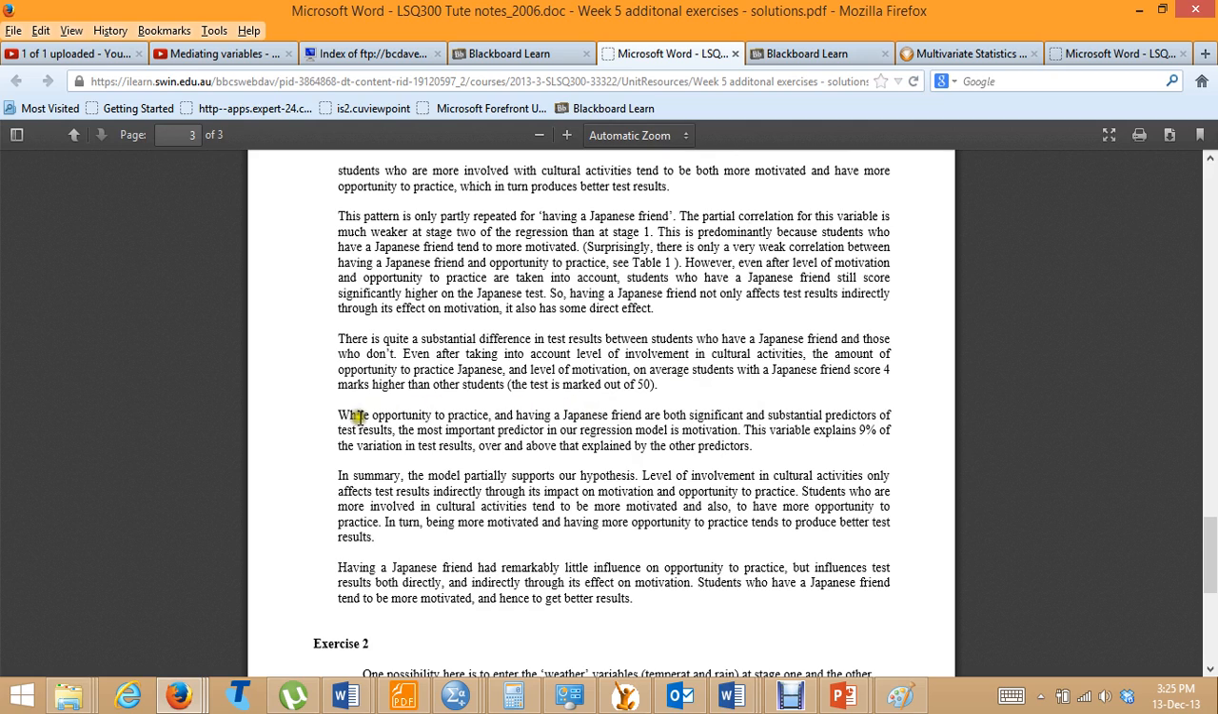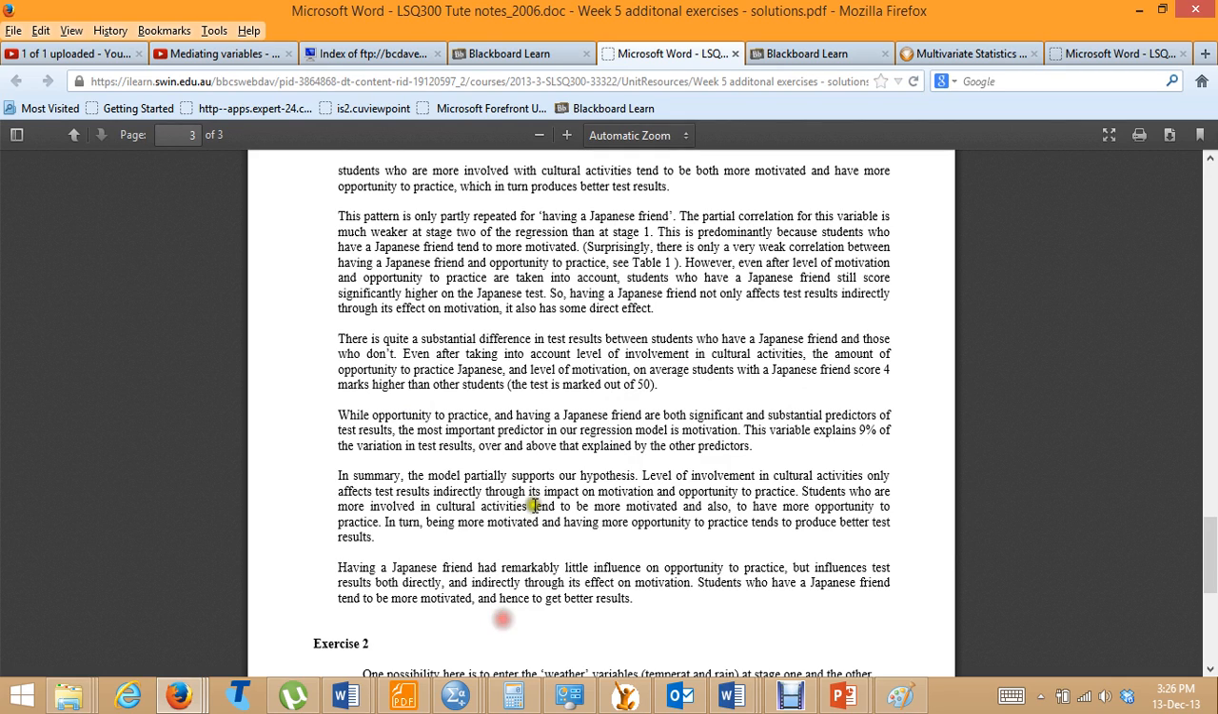Now, you then discuss which variable is the most important. So, while opportunity to practice and having a Japanese friend are both significant and substantial predictors of test results, the most important predictor in our regression model is motivation. This variable explains 9% of the variation in test results over and above that explained by the other predictors. So you need to add a comment about which predictor is the most important.